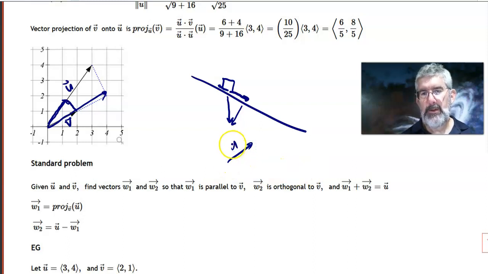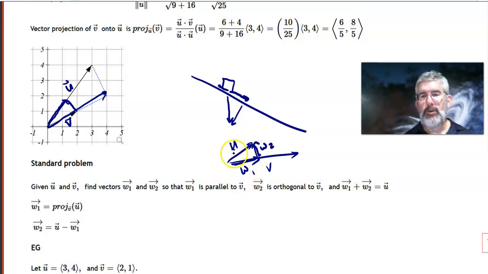So this is u, and this is v. Then w1 is the part here that's parallel to v, and w2 is the part that's perpendicular. And the vector u is the sum of those two. This is the parallel part, parallel to v, this is the part perpendicular to v, and all of u is the sum of those two parts. We often call these the components of u in the direction of v and perpendicular to v. Right? The component of the acceleration parallel to the ramp and perpendicular to the ramp. Okay.